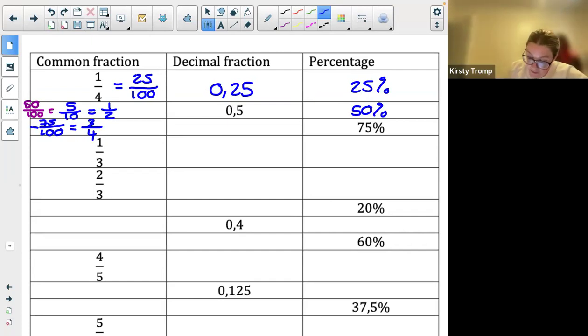Okay. If I want to make this into a decimal, that's also quite easy. If I take 75 over 100, it's going to give me 0.75.